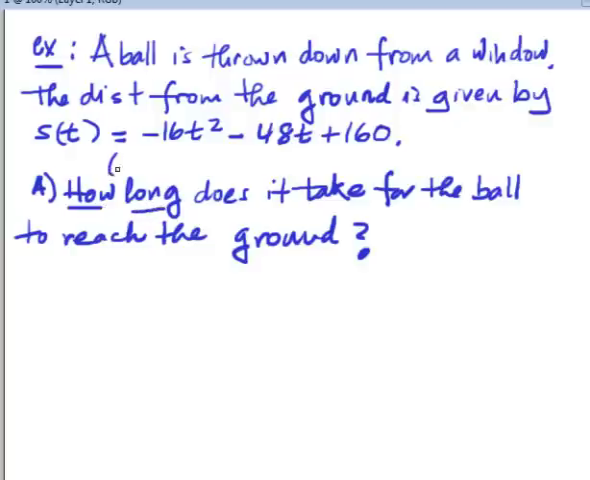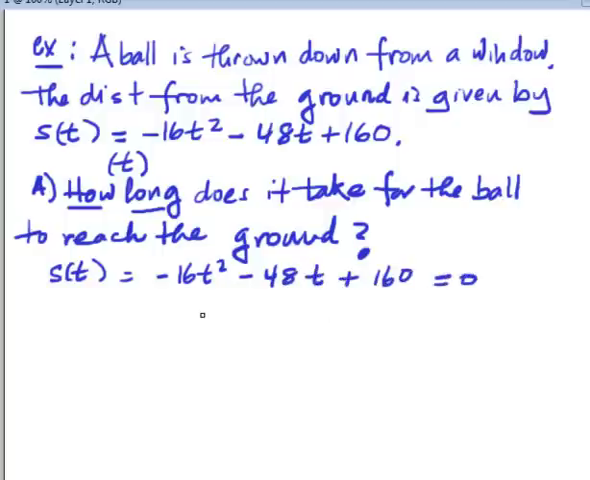That means we want to find out how many seconds. So we're solving for t. Now, what are we solving for t? Well, when the ball reaches the ground, the distance from the ground is 0. So we're solving s of t equal to 0. So we're going to take S of t and set it equal to 0.